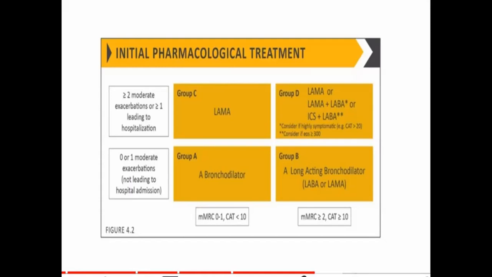And for a group C and a group D, a combined therapy is actually recommended where there's a combination of a LAMA plus a LABA. And you can either add your inhaled corticosteroids or not, depending on the number of exacerbations, because inhaled corticosteroids have been shown to reduce the frequency of exacerbations by 25 to 30% in patients with COPD.